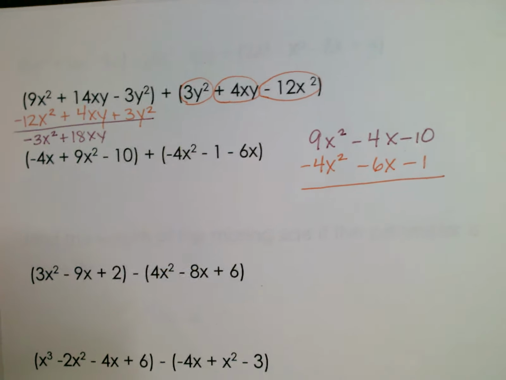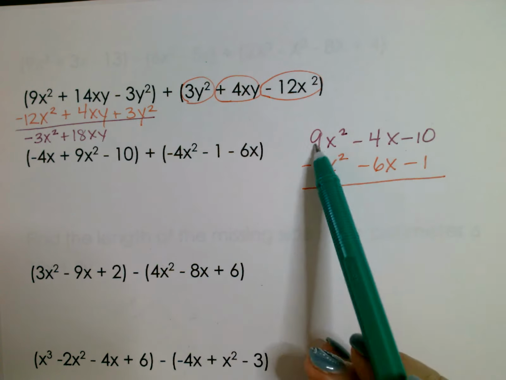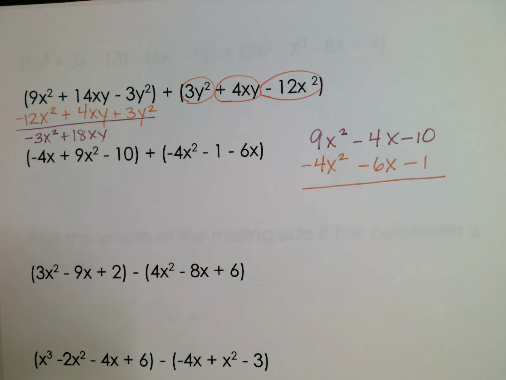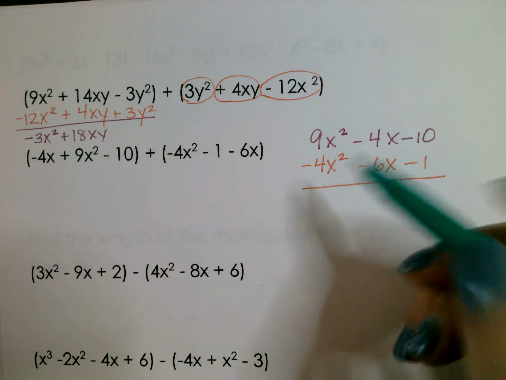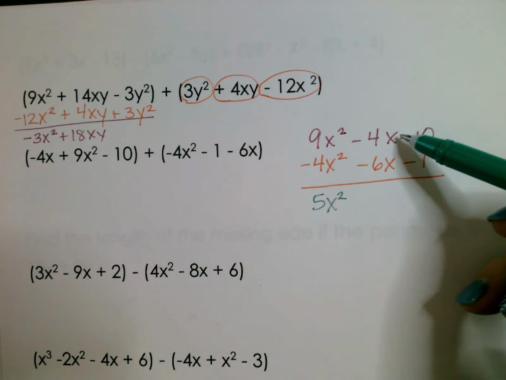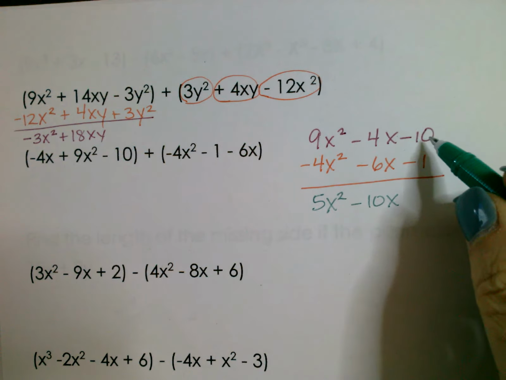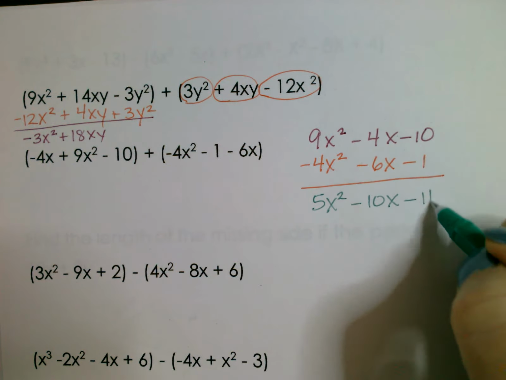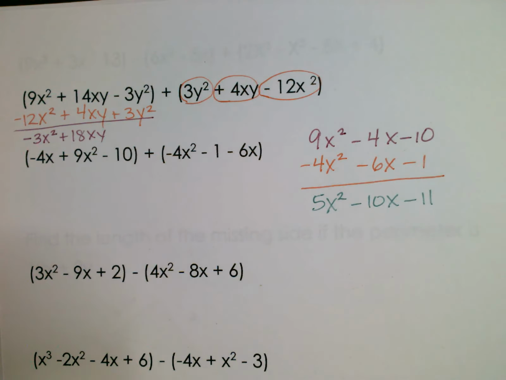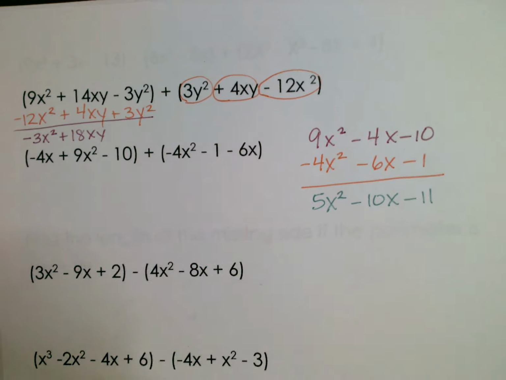Thank you for pausing the video. I just took each trinomial, because this has 3 terms, it's a trinomial, and wrote it in descending order. 9x squared minus 4x squared would get me 5x squared. Negative 4x's minus 6 more is negative 10x. Negative 10 minus 1 more is negative 11. So adding is combining like terms.